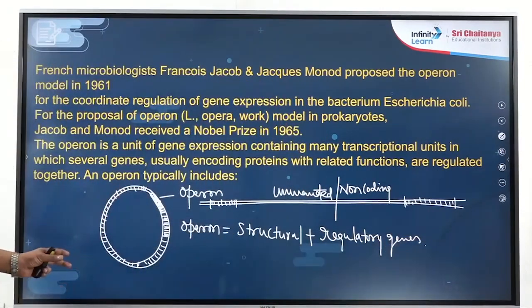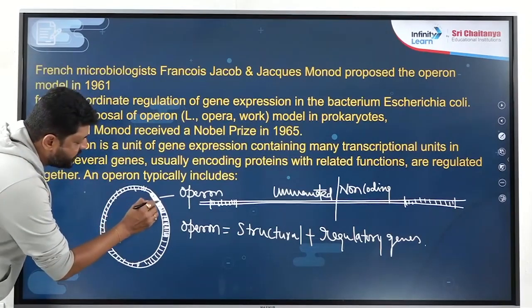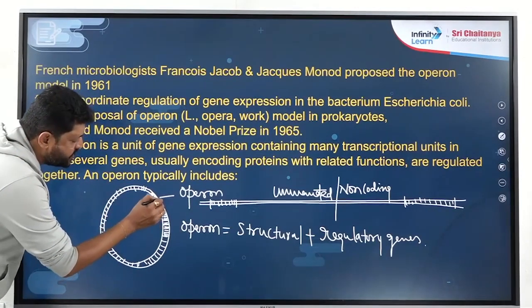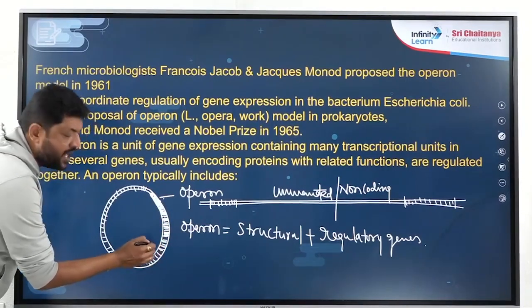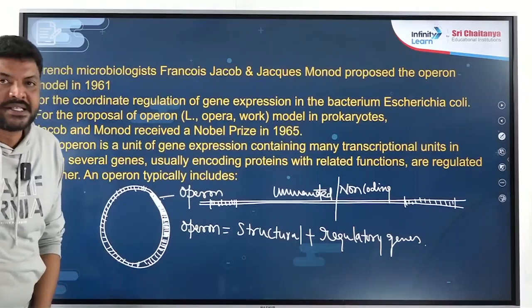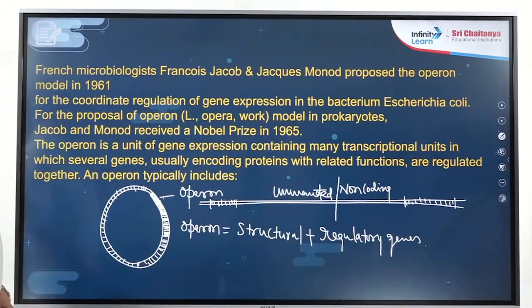Together called as operons. Bacterial DNA: this is one operon, followed by the next operon, followed by the next operon. So what is an operon? A cluster of genes required for the expression of a particular metabolism.